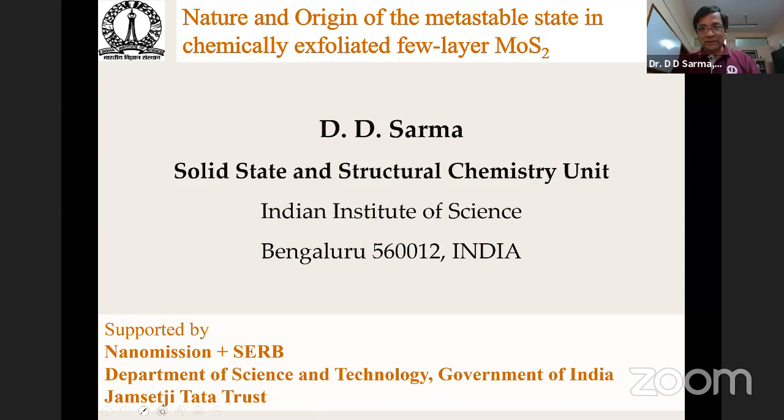Let me get started by talking about the topic that you have already announced. I'm going to talk about nature and origin of metastable states in chemically exfoliated few-layer MoS2. It's a long title, and I'll explain as I go along how to understand various parts of it. What I'm going to stress is that I'm going to talk about MoS2, and the particular variety is going to be few layers of MoS2 put together. We don't quite specify how many there are. They're typically in the range of 1 to 5 monolayers stacked together. The way we reach that few-layer MoS2 is via the chemical exfoliation technique, and that would play a very important role in the entire discussion that I'm going to present today.